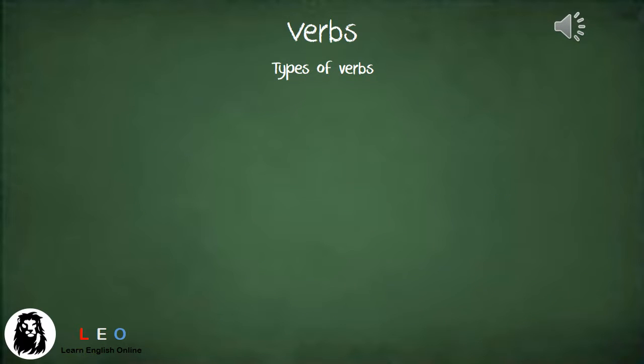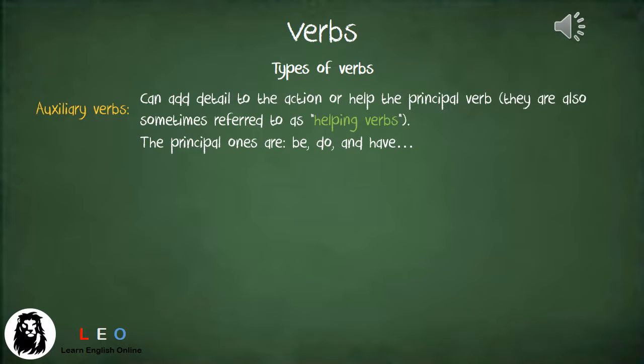Continuing with the verbs, let's see auxiliary verbs. Auxiliary verbs can add detail to the action or help the principal verb. They are also sometimes referred to as helping verbs. The principal ones are be, do, and have.